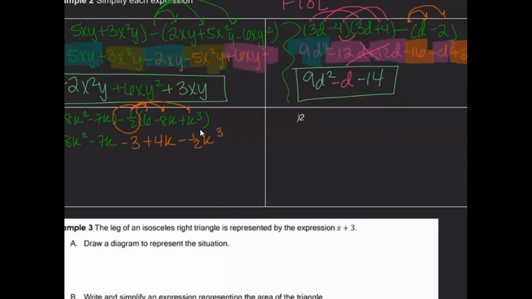And I can start combining my terms as they go along. I can start with my largest degree, or my largest exponent, which is just going to stay as negative 1/2 k cubed. There's no other variable with a third power, with a cube. See if I find any other squares.